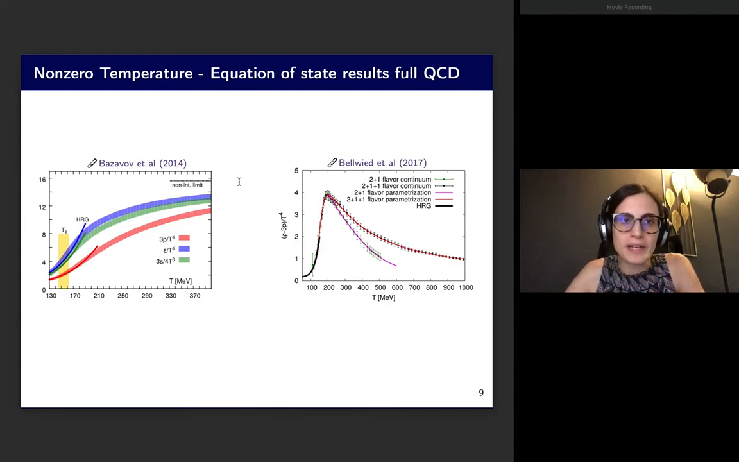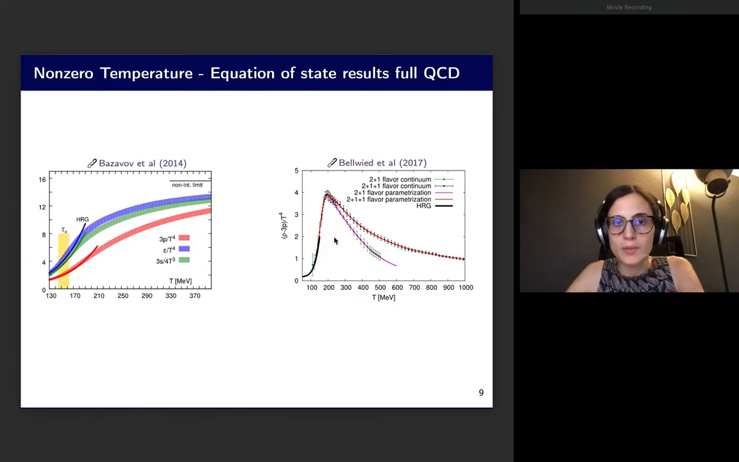I also have on my final slide for this video some results that have been obtained for the equation of state in full QCD. So you see on the left, with some fermion discretization, which is staggered fermions in 2+1 flavors at the physical mass, the results for the pressure density, energy density, and entropy density. You again see that the hadron resonance gas works rather well till T_c.